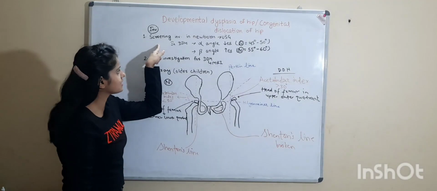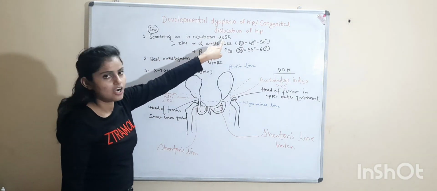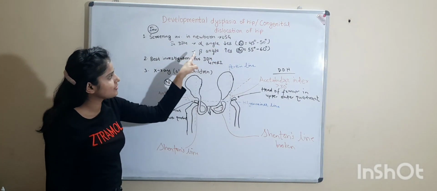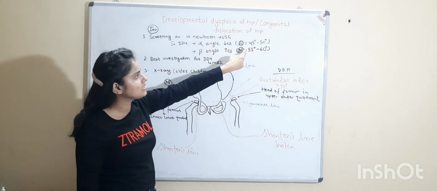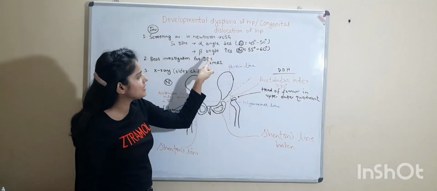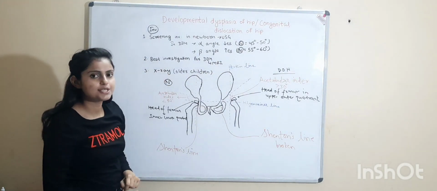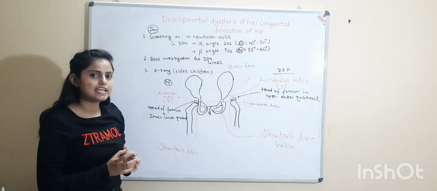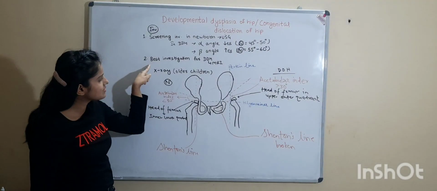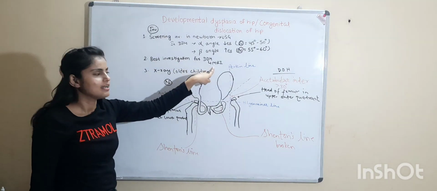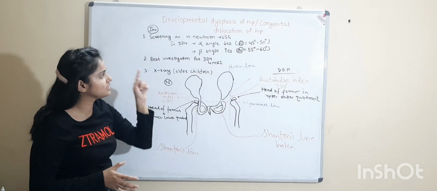Talking about investigation, the screening investigation in newborns is ultrasonography. In ultrasonography, alpha angle and beta angle are seen. Alpha angle is decreased. Normally it is 45 to 50 degrees, and beta angle is increased. Normally it is 55 to 60 degrees. We do not perform X-ray in newborns, as the acetabulum and head of the femur are cartilaginous and not appreciated in the X-ray. The best investigation for DDH is MRI, but it is not the investigation of choice, and it is a difficult procedure in the newborn.